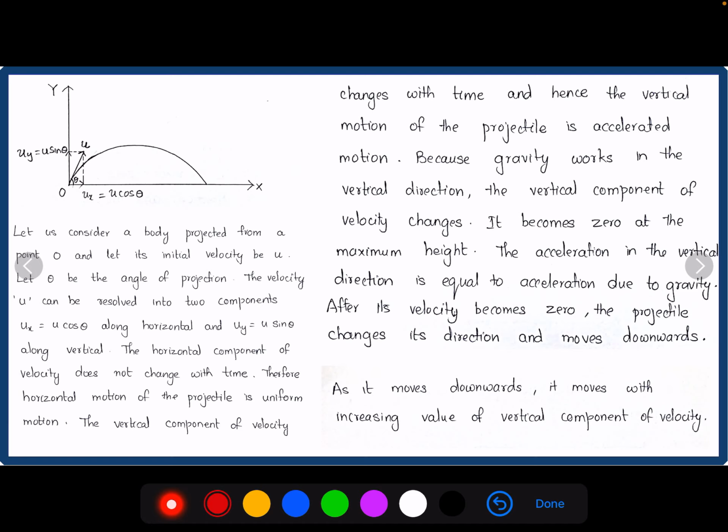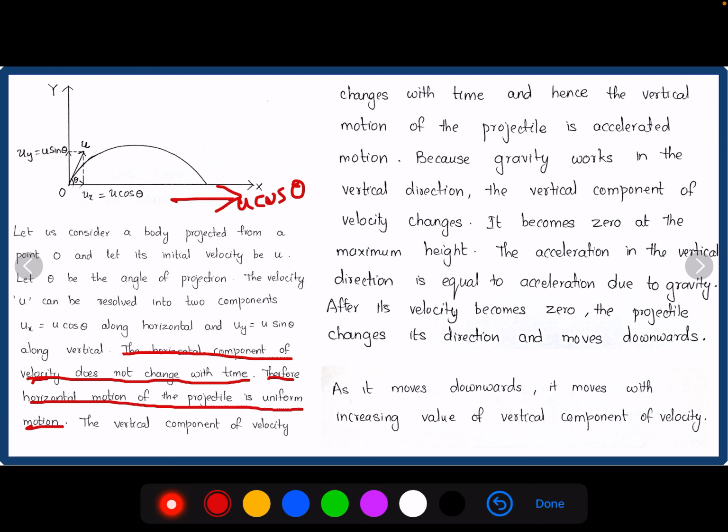Therefore, horizontal motion of the projectile is uniform motion. The horizontal component of the velocity does not change with time. Note this important point: this horizontal velocity, that is u cos theta, does not change with time. Therefore, horizontal motion is a uniform motion.